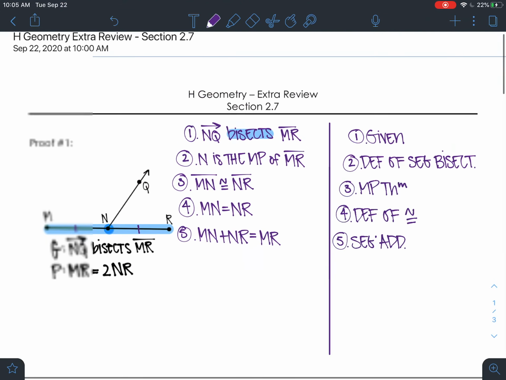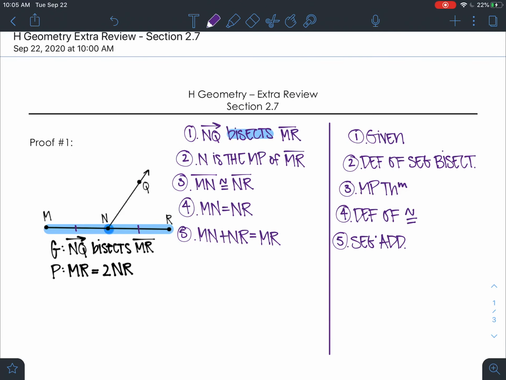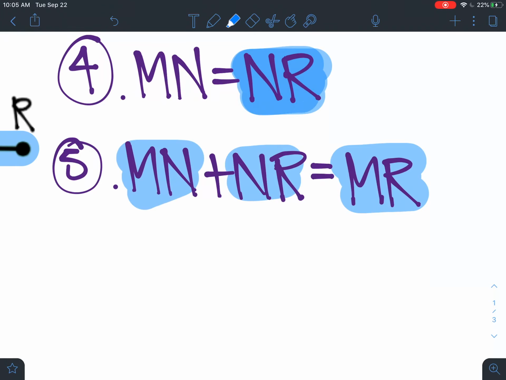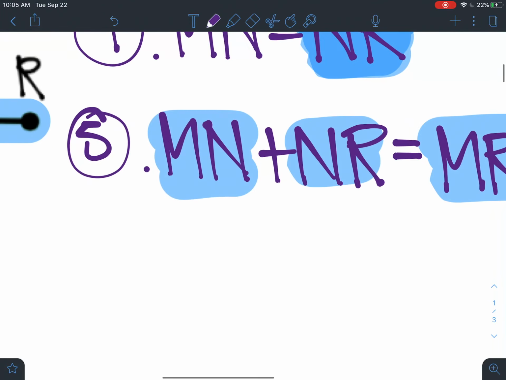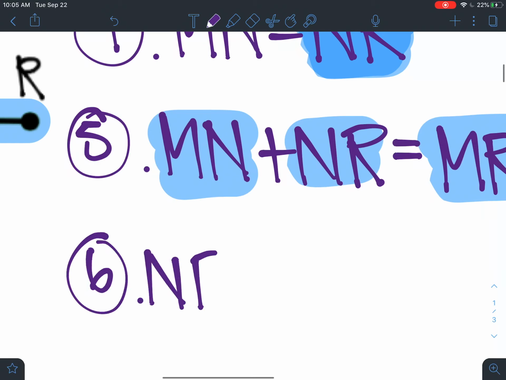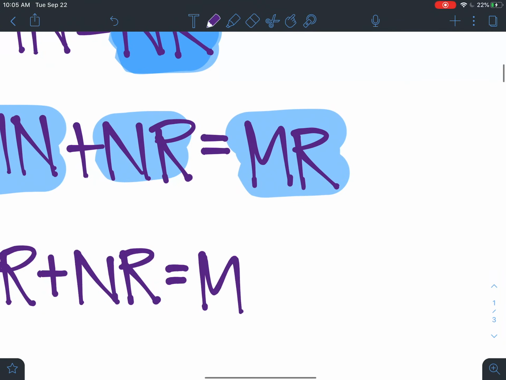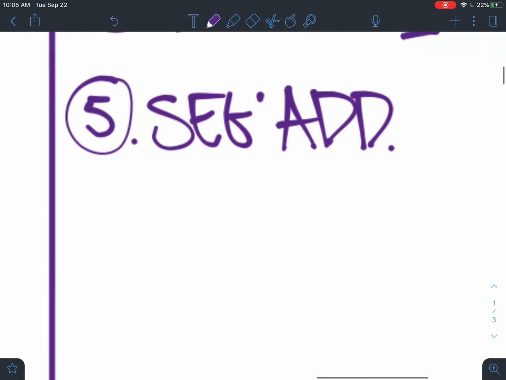So let's take a check, just a pulse of where we're at. What are we trying to prove? What we're trying to prove is that MR is equal to 2 times NR. So if you look at what I have, MR, I have NR, but I still have the MN. So what I have to do is look at my step 4 and recognize that my MN is equal to NR, which means I can take that NR and plug it in for that MN right there. So what I'm going to get is NR plus NR equals MR. And that right there is through substitution.